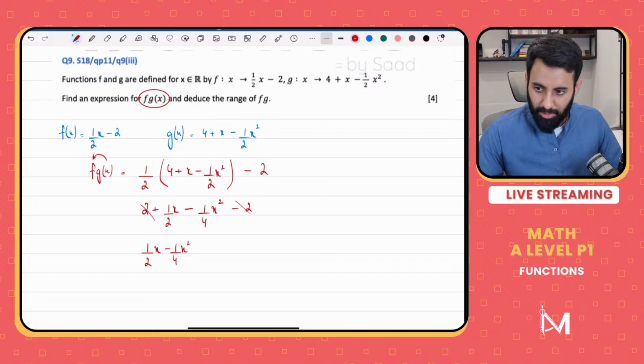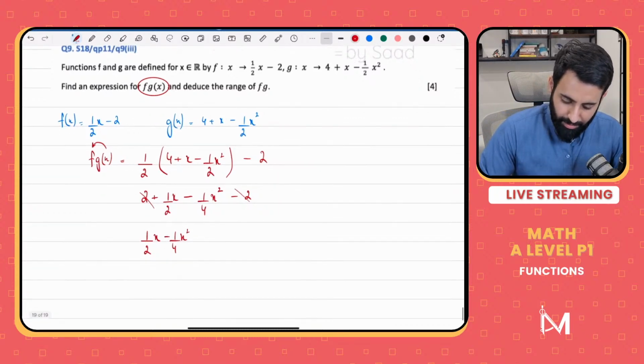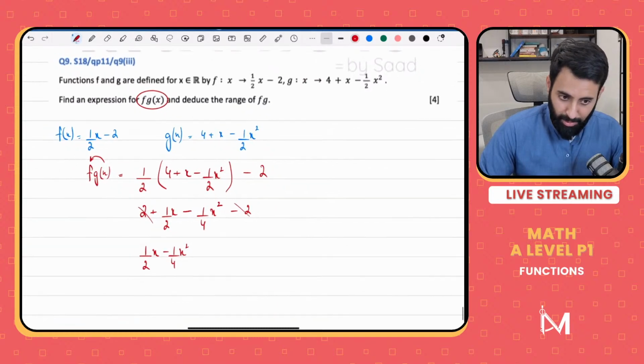Okay, so this is what we're looking at. This is what f of g of x is basically: x upon 2 minus 1 upon 4 x squared. Now, how do I find out the range? There are multiple options for finding out the range.